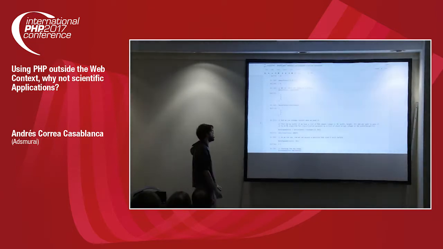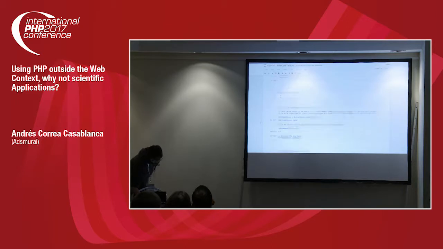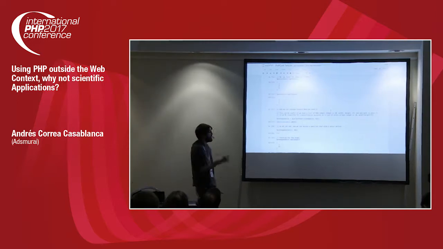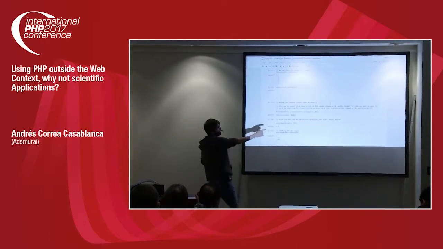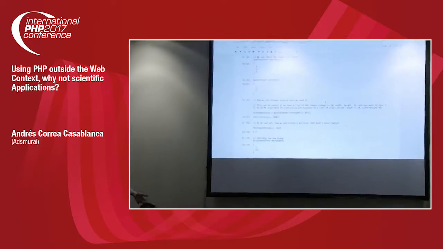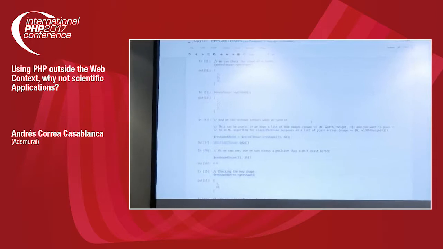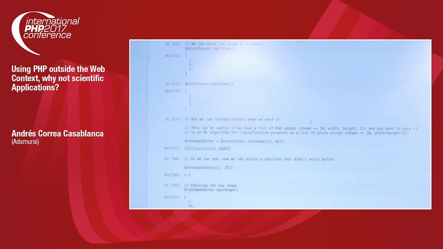There are many things that we could do. We can get the shape of our tensor. We can reshape our tensors. For example, before we had a 3 per 8 per 8 tensor, and then we can reshape it to a 3 per 64 tensor. This is useful mainly for machine learning algorithms, where we transform an image that has some structure into an unstructured vector.